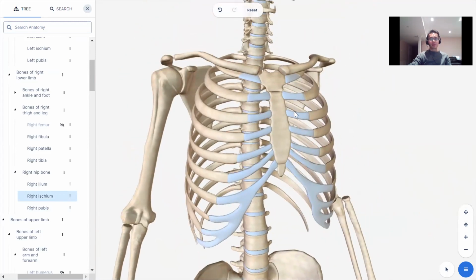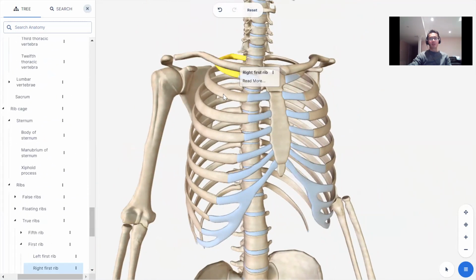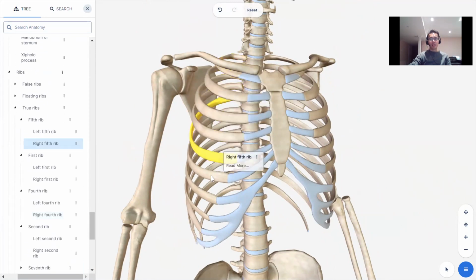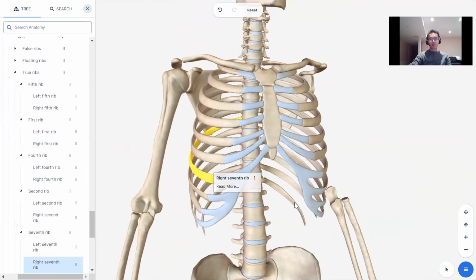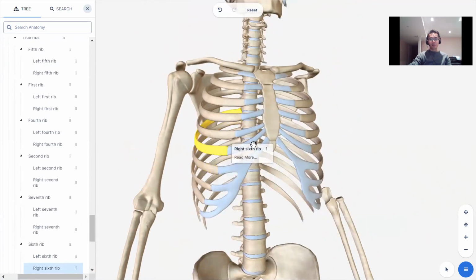I missed something on the rib cage, so I just want to remind you that there are 7 pairs of true ribs: 1, 2, 3, 4, 5, 6, 7. These are true ribs because they have their own cartilage. This rib has the cartilage that goes to the sternum. Each of these 7 true ribs has cartilage that goes to the sternum, and the rest of them are called false ribs, the remaining 5 pairs.